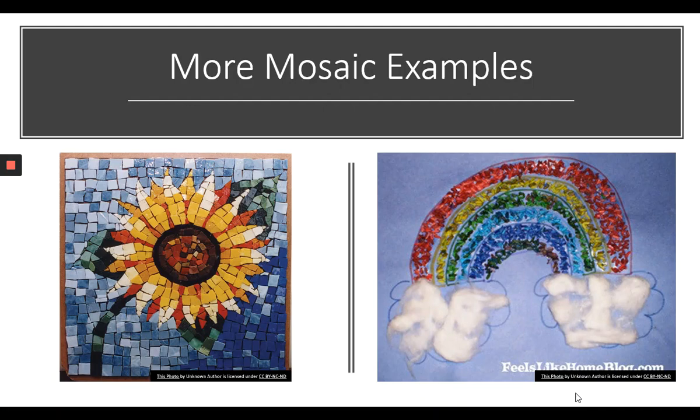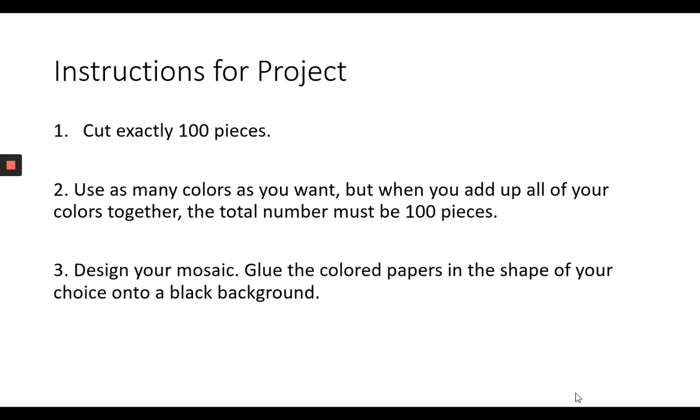So you can try to cut squarish pieces of paper or tear squarish pieces of paper. So how are we going to do this? We're going to create a mosaic with exactly 100 pieces. So you need to count your bits of paper as you're going and make sure that you don't use less than 100 and that you don't use more than 100. That way, when you get done, you know that the denominator for your project will be 100.